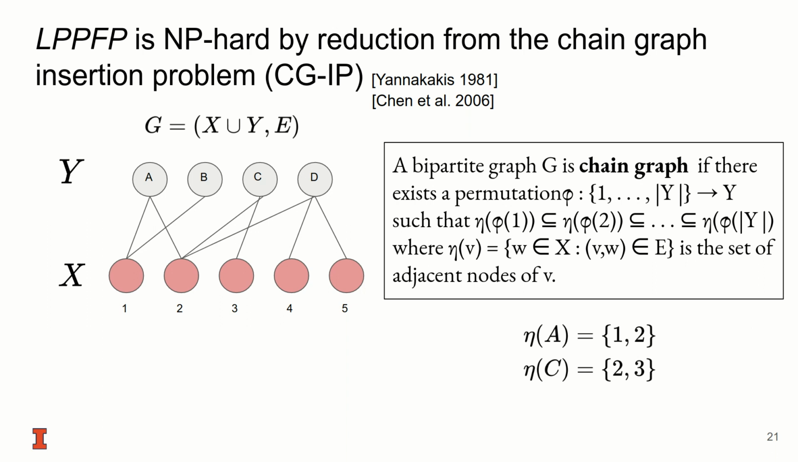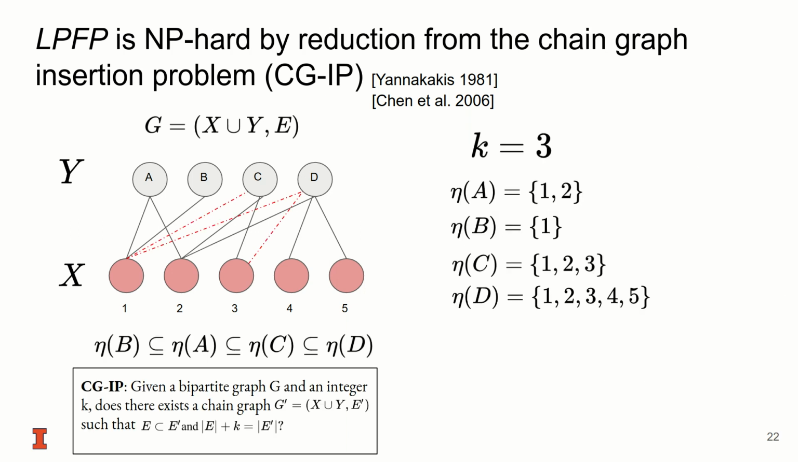A bipartite graph G is a chain graph if there exists a total order of the neighborhoods of Y. The chain graph insertion problem asks: if k edges are added to a bipartite graph G, is the graph now a chain graph? For example, if k equals 3, then we can add the following edges to G such that our graph will now be a chain graph.